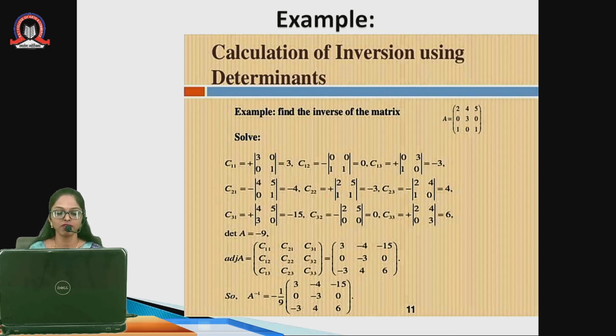Put this value in the formula, we get minus 1 upon 9, the determinant, into its adjoint of A matrix. The adjoint of the matrix is 3 minus 4 minus 15, 0 minus 3 0 and the last row is minus 3 4 6. Take it as it is. If you write it in fraction form, then it's okay, because A inverse is a fraction as per the formula.